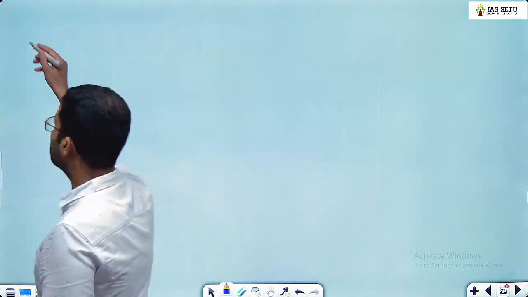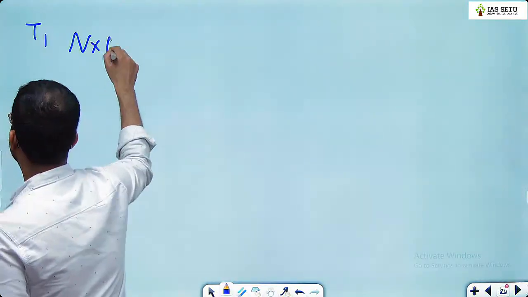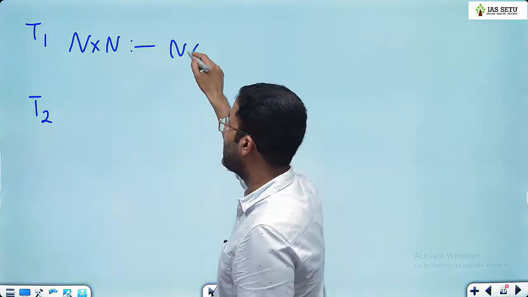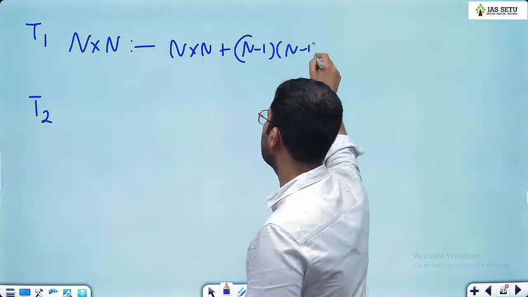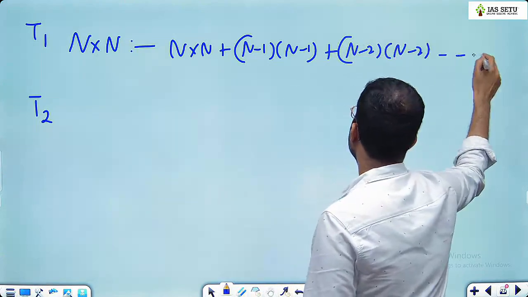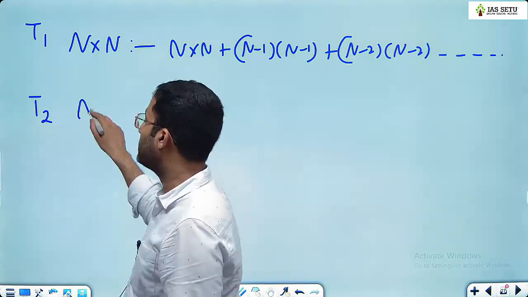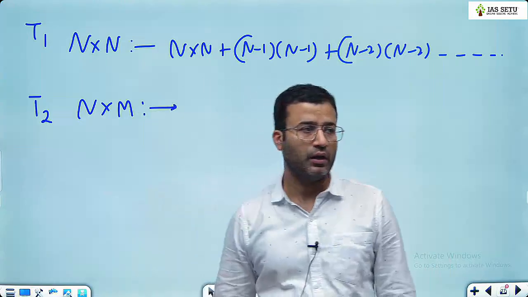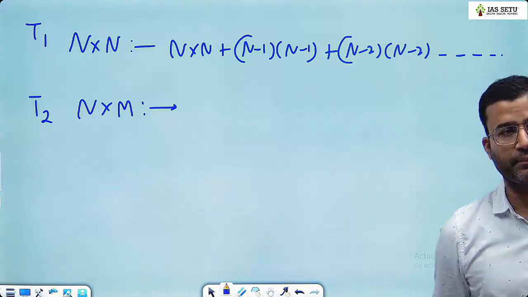See here in squares we have two types, type 1 and type 2. Type 1 is where the number of columns is equal to the number of rows. Our short trick is n into n plus n minus 1 into n minus 1, n minus 2 into n minus 2, and so on. Whereas the second type of question is n into m, where the number of columns is n and the number of rows is m.